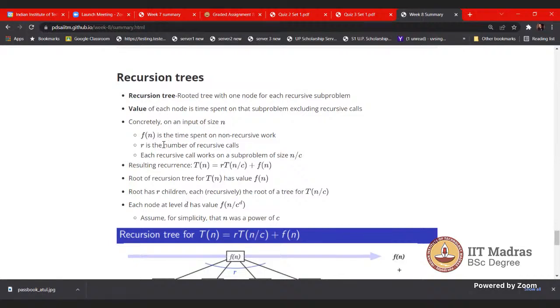So, F(n) is the time spent on the non-recursive work, and R is the number of recursive calls.